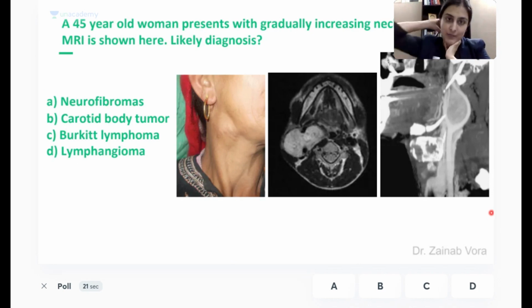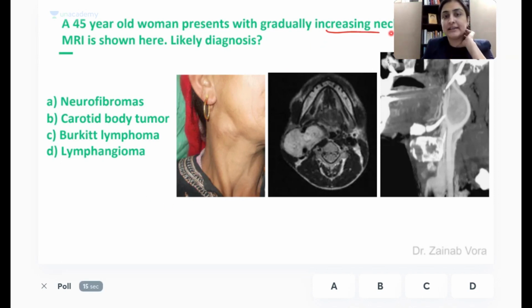Very good. So now we are exploring more neck masses here. We have a 45-year-old woman who's presenting with a gradually increasing neck mass. CT, MR, clinical picture has been shown to you. What is the diagnosis? Very nice. So 80% of you have given the correct answer.